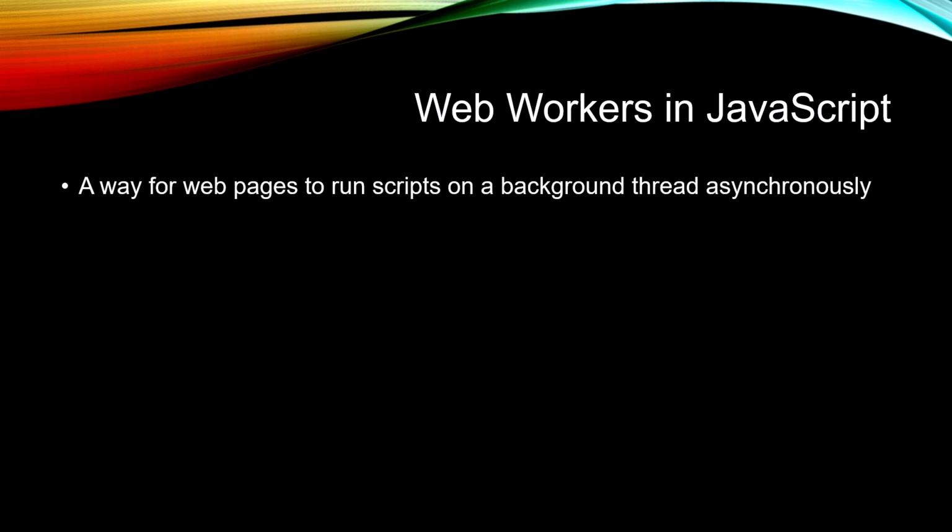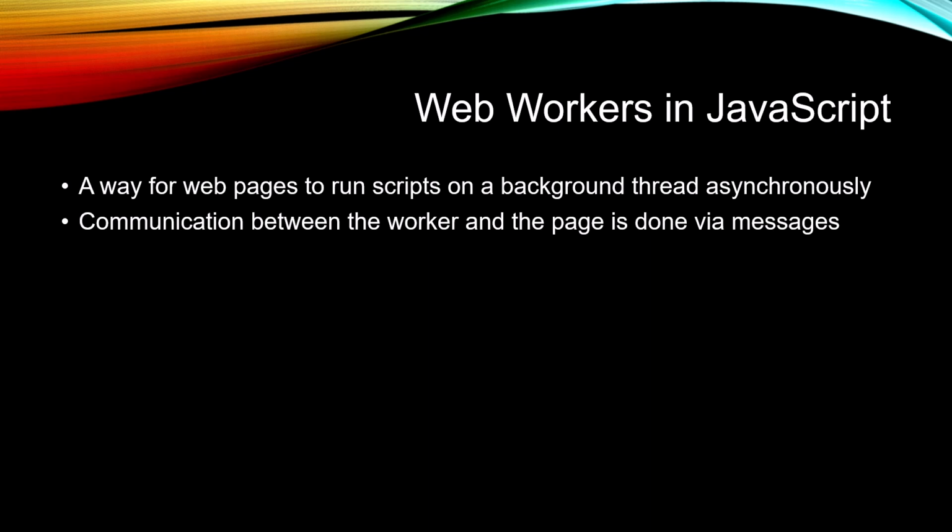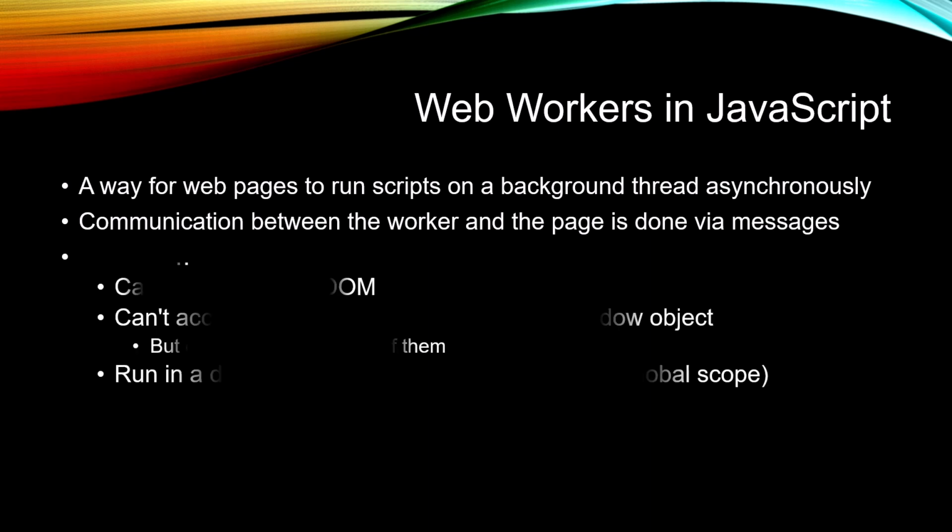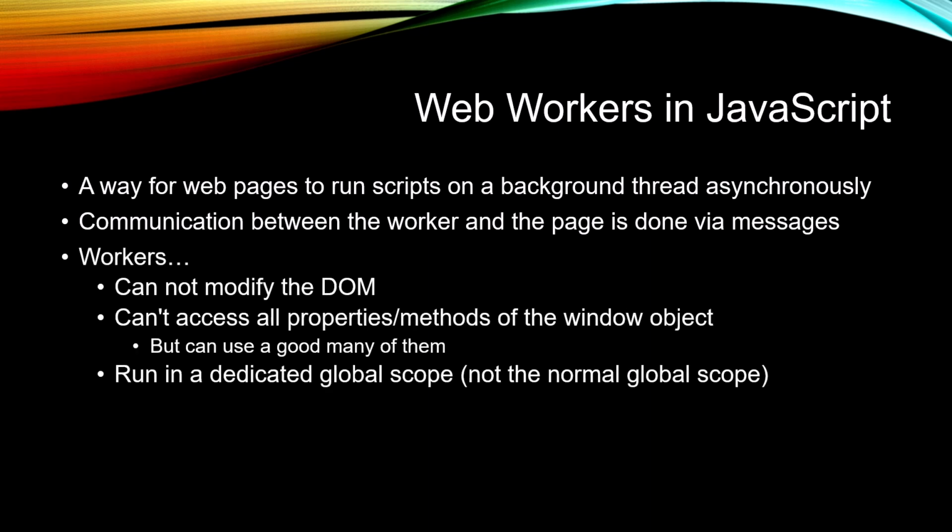Web workers in JavaScript are a way for web pages to run scripts on a background thread asynchronously, so very similar to promises. Now, the communication between the worker and the page is done via messages. Be aware that workers cannot modify the DOM. They can't access all properties and methods of the window object, but they can use a good many of them. And they run in what's called a dedicated global scope, not the normal global scope.